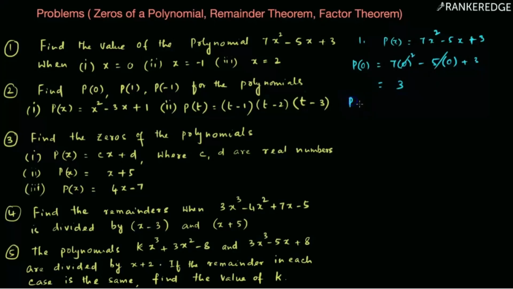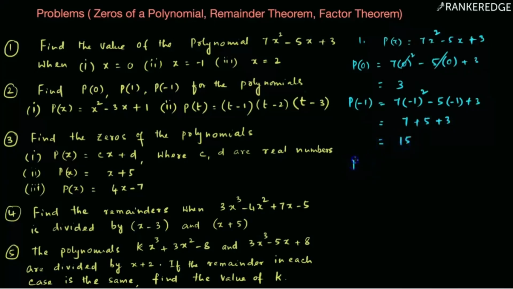Next one is p of minus 1. I have to find the value of the polynomial when x is equal to minus 1, which I denote by p of minus 1. So that is equal to 7 into minus 1 whole square minus 5 into minus 1 plus 3. That is equal to 7 into minus 1 whole square is 7. Minus 5 into minus 1, that is plus 5, plus 3. So that is equal to 15.